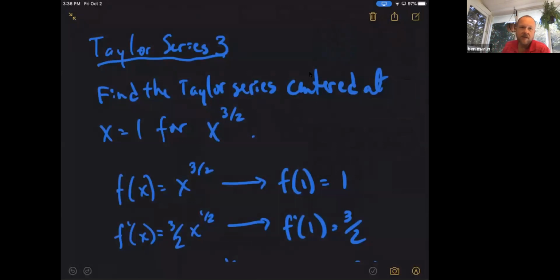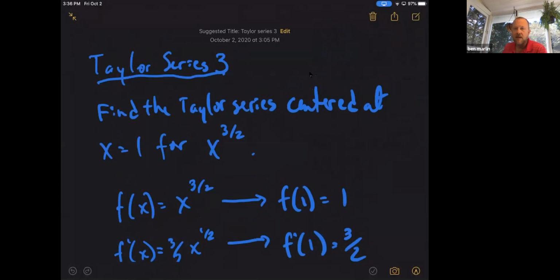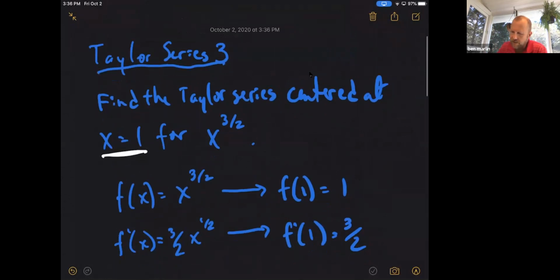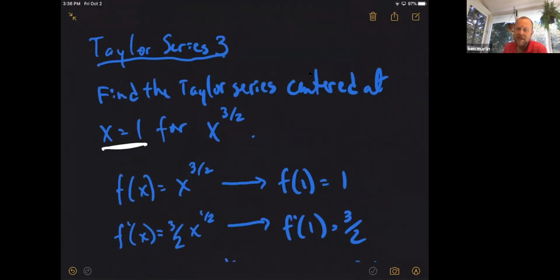All right, so this example 3, and you'll notice that this one is very much like one of your homework problems. So we're trying to find a Taylor series centered at x equals 1 for the function x to the 3/2. I thought about trying to do some different power, but really multiples of 1/2 are going to be the ones that make most sense to do in this.